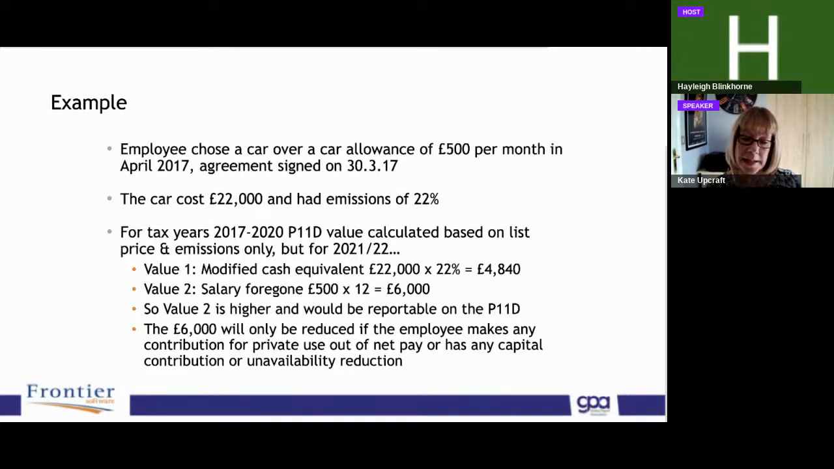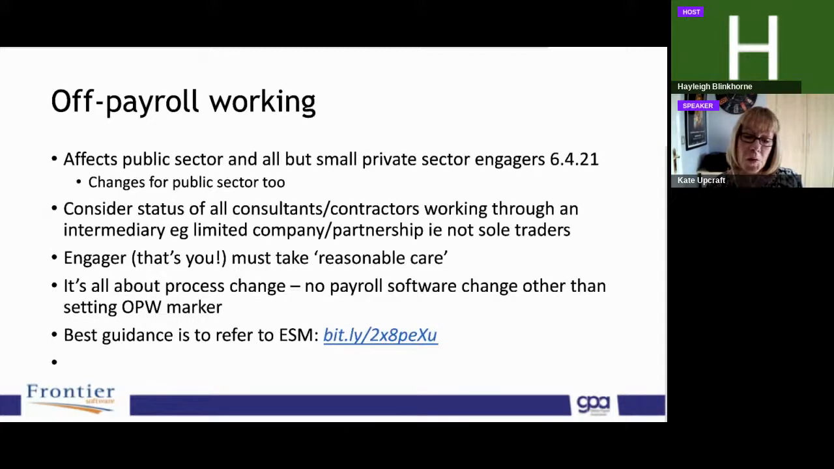Next one, please. Off payroll working, just very, very quickly, because I could obviously spend half a day on this, I do half-day courses on this, and I know we only had a few minutes to talk anyway. This is the big status change that's happening at the start of this tax year. It's been in place in the public sector in the UK since 2017, but it rolls out to all but small private sector engagers from the start of the new tax year.